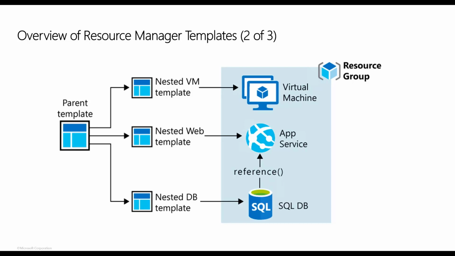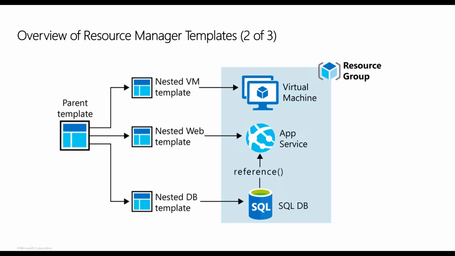So basically, as you see in the picture, there is a parent template and you have nested templates inside that. So these VM template, web template, and DB template are referenced in the parent template, and they are invoked. When I run my ARM template, the VM template is invoked. That will let me create the virtual machine, followed by it invoking the web template that will let me create the app service, and so on and so forth.